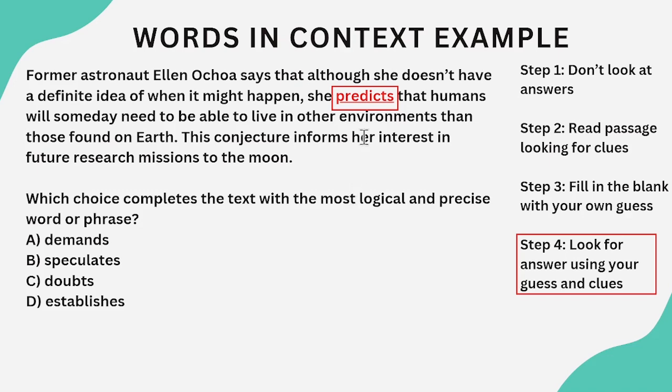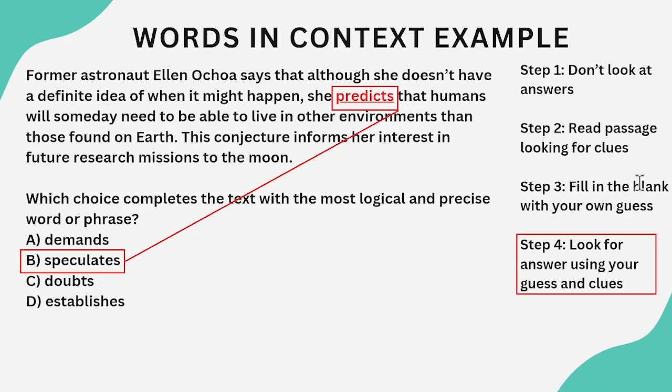And this is how they can trick you. Notice how if you're just reading this and you just look at one of these words, like demands, and you fill it in, she demands that humans will someday have to be able to live in other environments. That makes sense. Like, if you didn't understand the context, that seems fine. So you have to make sure you understand the context of these questions every time. So there we go, speculates and predicts.